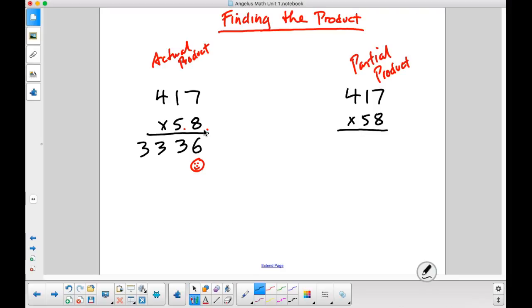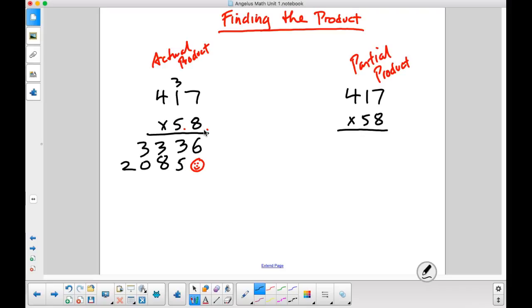5 times 7, very quickly, please. Yes. All right. Here's 5 times 1 plus 3. Excellent. And then 5 times 4. Excellent. Check your work, see if you got this.